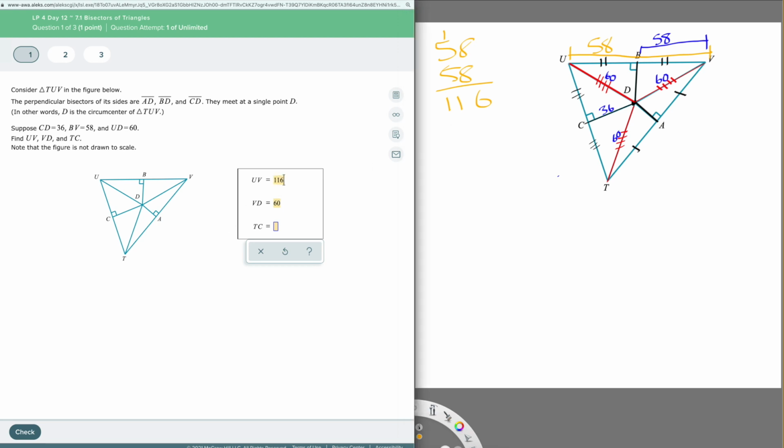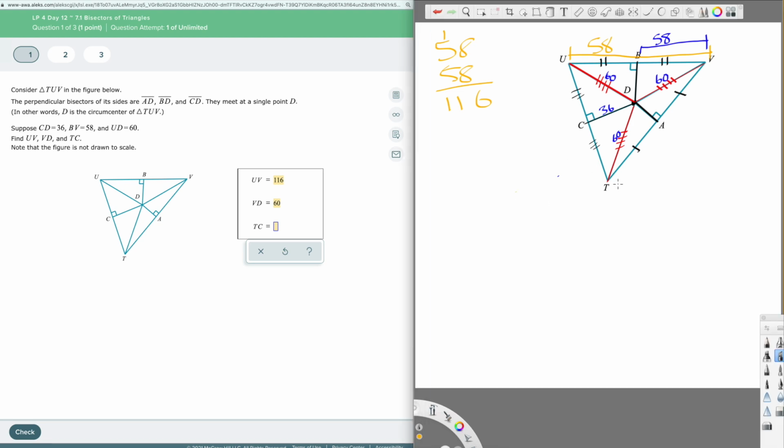So let's see. Let's look at TC. So now I'm going to look at TC, which is over here. So I don't know anything about UC on this one.